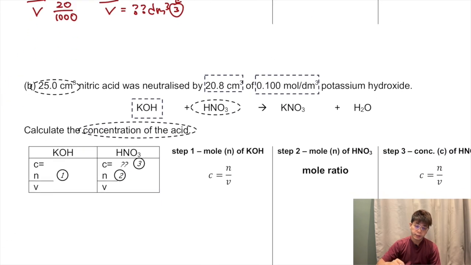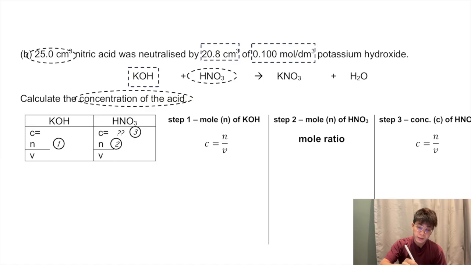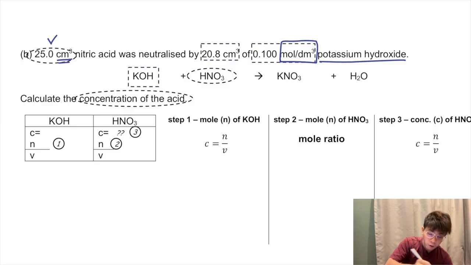Alright, let's look at the next example. I see the clues again. I see that there's concentration. I see that there's a solution. So therefore, I need to write C equals N over V. First one, 25 cm cube of nitric acid. 25 cm cube is a volume. Next one, 20.8 cm cube is also a volume, but it's a volume of potassium hydroxide.